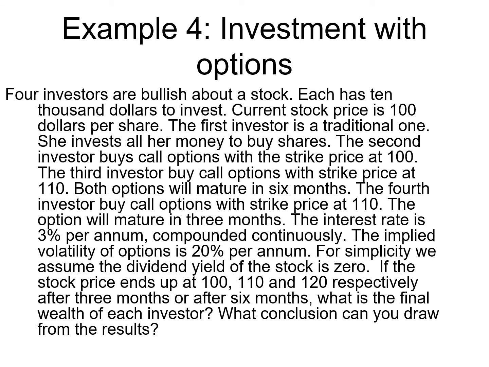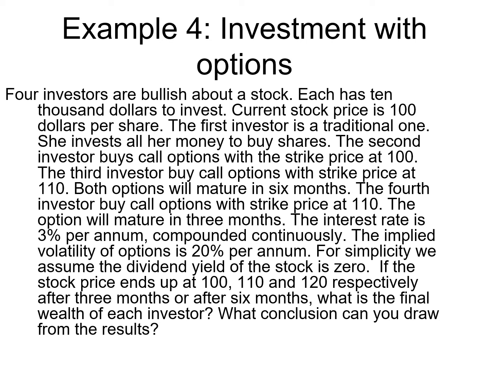Here is another example about investment with options. Example 4. 4 investors are bullish about the stock. Each has $10,000 to invest. The current stock price is $100 per share. The first investor is a traditional one. She invests all her money to buy shares.